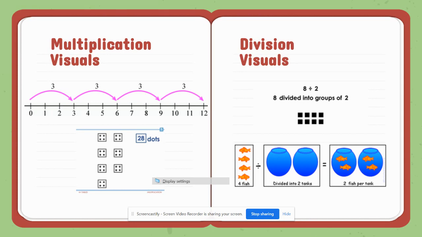And for your division visuals, you have 8 divided by 2, which is 8 divided into groups of 2. And you can see how they did that. And even down below that, you have 4 fish divided into 2 tanks. That gives you 2 fish per tank.